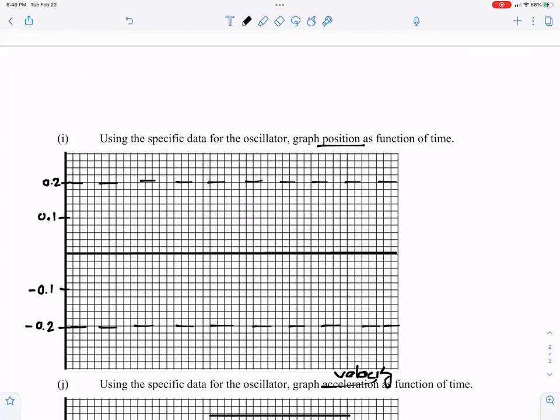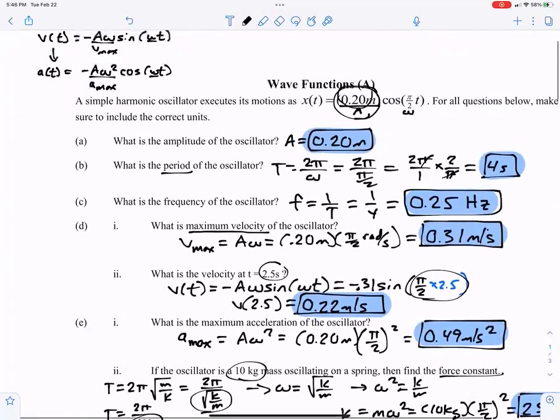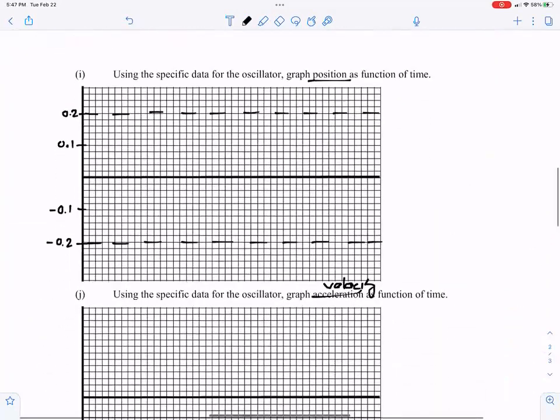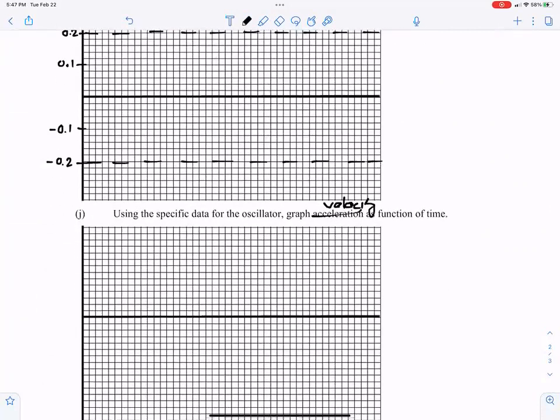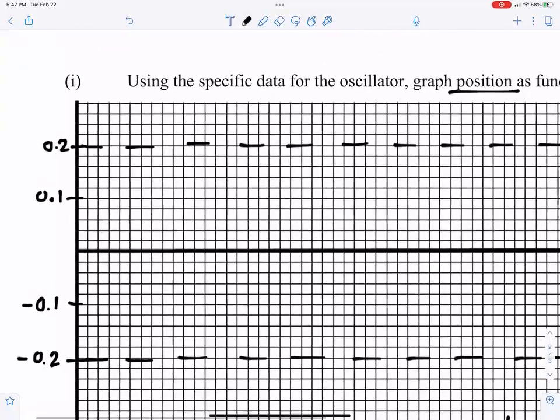Okay, so I'm just getting my y-axis all squared away. My x-axis, well, remember guys, your period is going to repeat every 4 seconds. So what we can do is we can really spread this out. Say we only wanted to plot 1 cycle of this function. That's fine. Let's go every 10 boxes is 1 second.